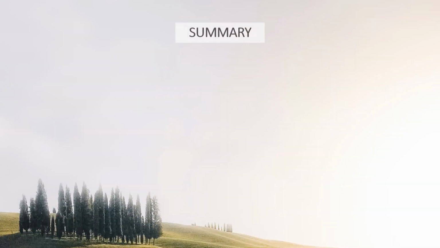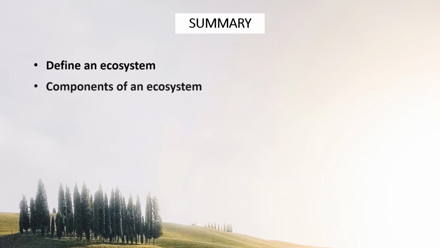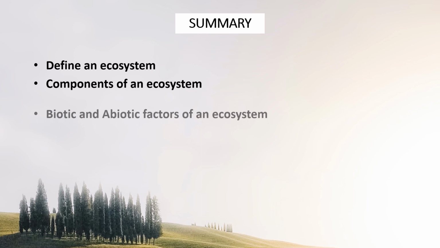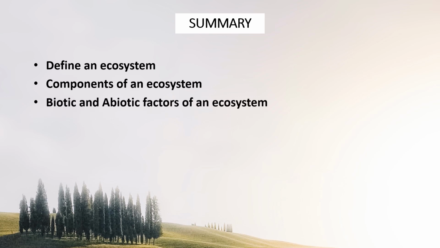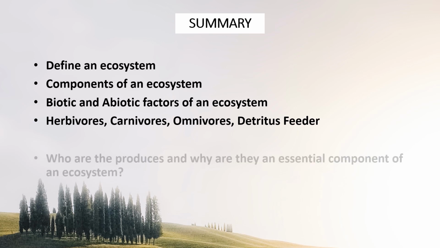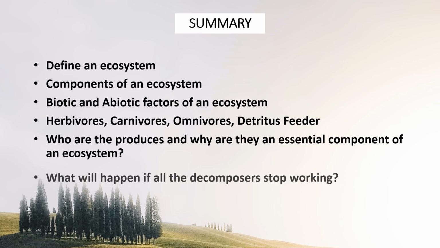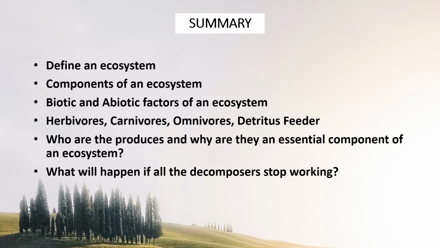After studying this unit, you should be able to define what an ecosystem is, what the components of the ecosystem are, the biotic and the abiotic factors of the ecosystem, what a herbivore is, what a carnivore is, what an omnivore is, and what detritus feeders are, who actually the producers are and why the producers are an essential component of the ecosystem, and what would happen if all the decomposers stop working.